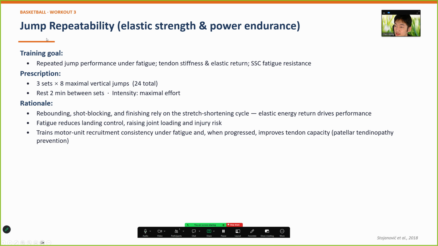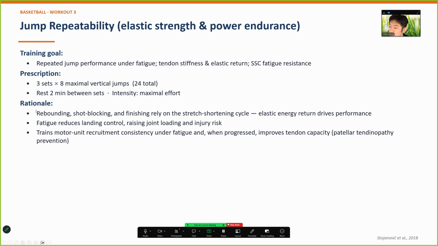Workout number 3 is the vertical jump. The training goal is to improve repeated jump performance under fatigue, tendon stiffness and elastic return, and SSC fatigue resistance. The exercise will be 3 sets of 8 maximal effort vertical jumps, with a total of 24 jumps, at 2-minute rest between sets.